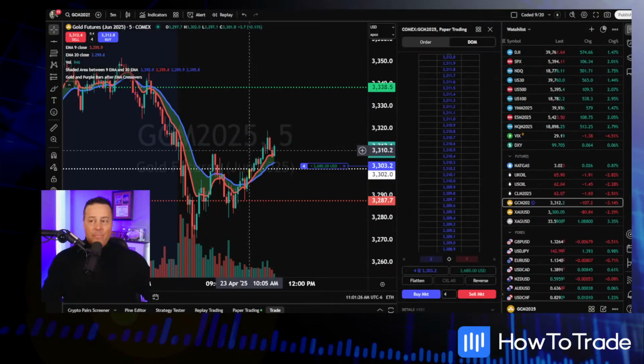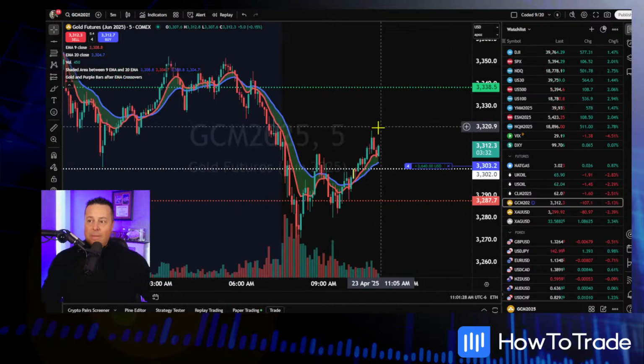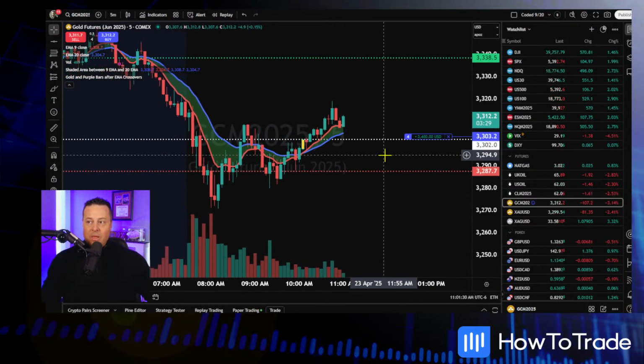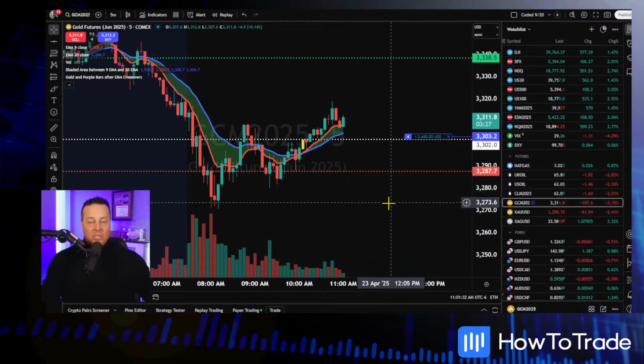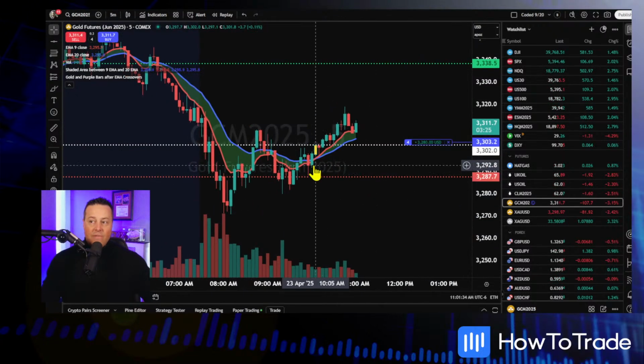This is a 5-minute gold futures chart. I'm going to go ahead and close down my trading dome. The trade was already executed. I did this before we came on live today, and it's using the 920 EMA crossover. The 9 crossed over the 20 right here, and we have sort of our gold bar.